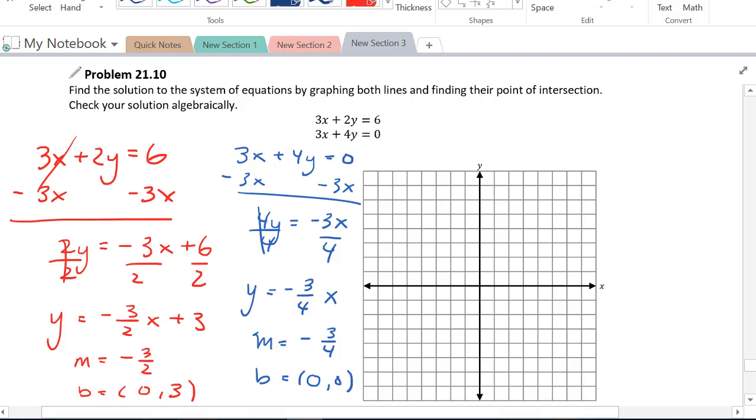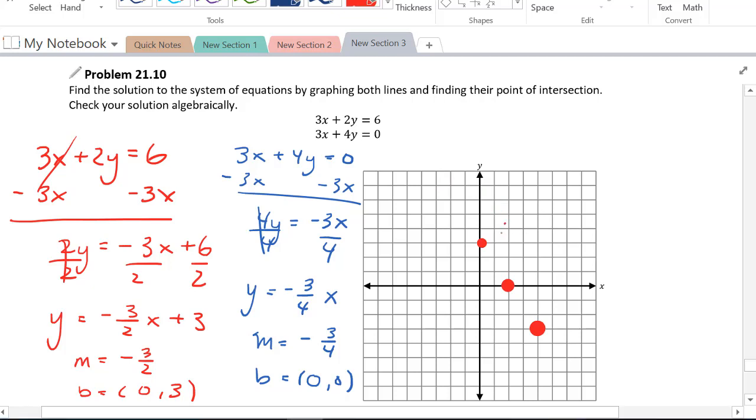Now let's plot the two points. So we'll start with the first one. We start at 0, 3. So 0, 1, 2, 3, right here. And I'm going to follow my slope. Go down 3, right 2. Negative slope, so I'm going down. 1, 2, 3, right 2. 1, 2. There you go. And then we'll do one more time. 1, 2, 3, right 2. 1, 2. Boom. So those are my points.